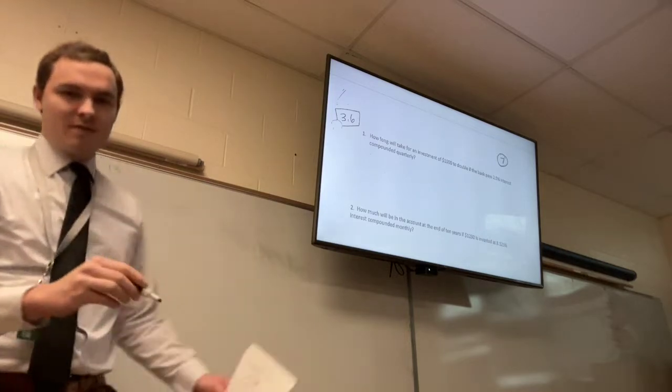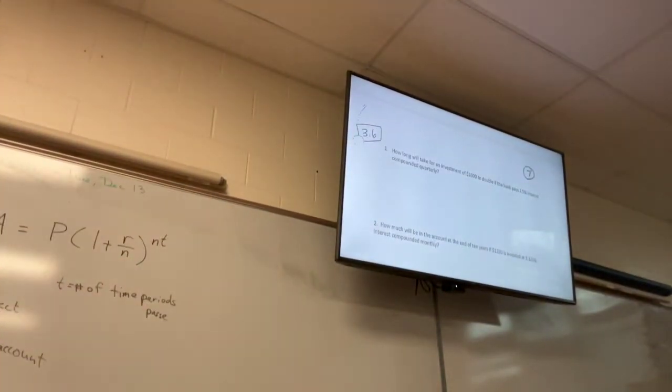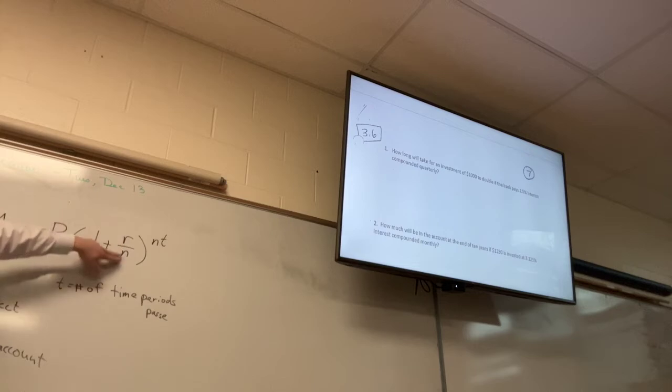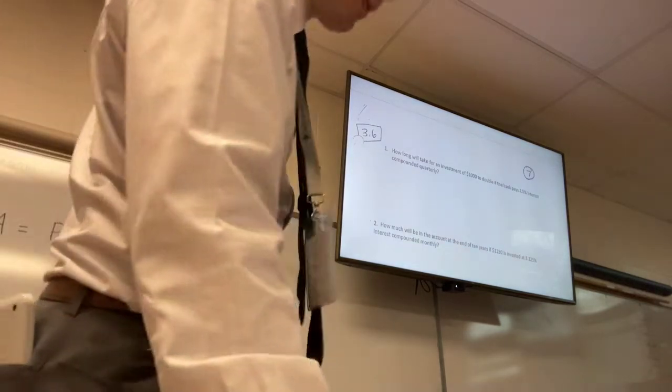Okay, maybe I'll put the camera on. All right, so there you go. So R is the interest rate, N is the number of times it gets compounded per time period, okay? So here's an example, okay?